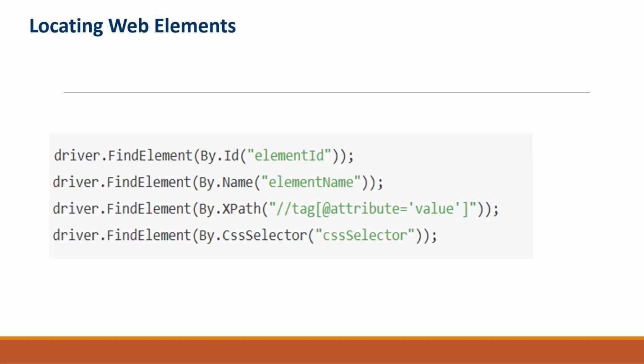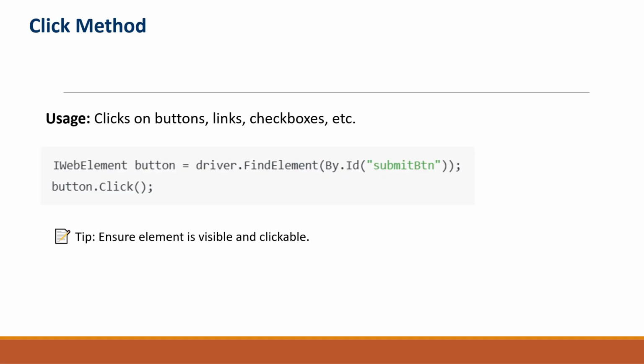In the previous video, we found out the various ways of locating web elements using IDs, name, XPath, and CSS selectors. So I have written some examples here for locating elements like a text box by name, ID, XPath, and CSS selector. The first interaction method is the Click method. The usage of Click is to click on a button, link, checkbox, etc.